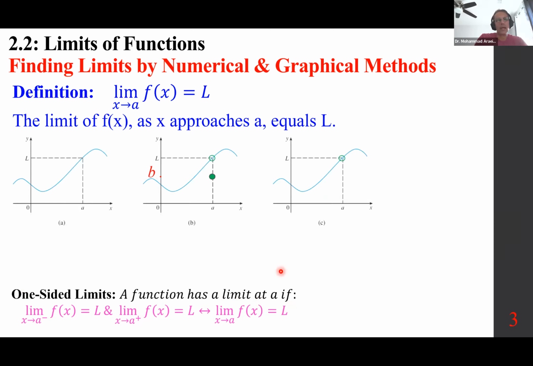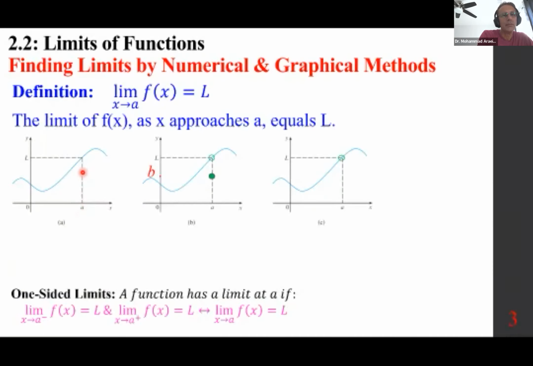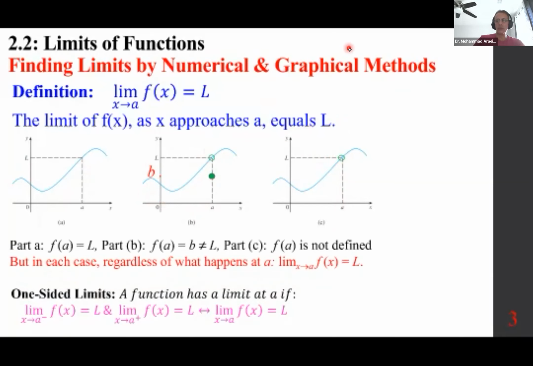When we look at this graph, which contains three parts, we notice as x approaches a, the limit is L in all cases. In this case, also f of a equals L, which makes it continuous at a. In this case, f of a is a different value, b, which makes it discontinuous at a. And in this case, f of a is just missing. So those are the differences. And the definition of continuity is that the limit exists and it's equal to f of a.